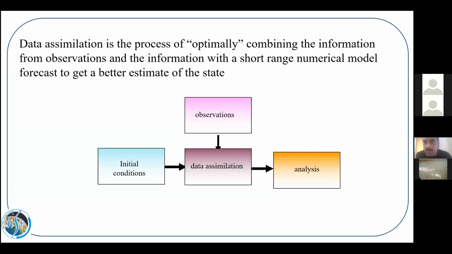So what does data assimilation do? Data assimilation corrects the initial conditions. Why do we need to correct initial conditions? Because our weather has chaotic dynamics and is highly sensitive to initial conditions, so we need to correct them. Now the question is, where do the observations come from? All of a sudden you said there are observations. So where do these observations come from?